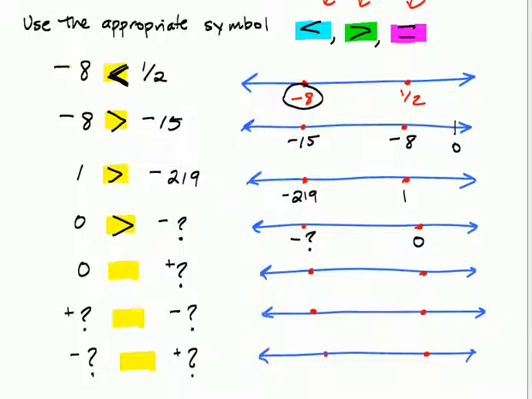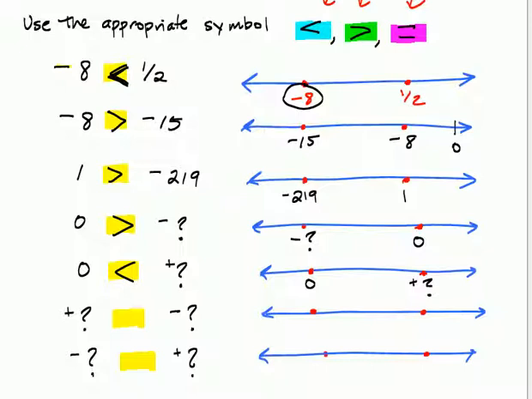Okay, next one. 0 is what compared to all the positives? Well, the positives are all to the right of 0, so that's going to have to be 0, and that's going to be the positive who knows what. The smaller number is 0, so our arrow points to that. 0 is less than any positive.